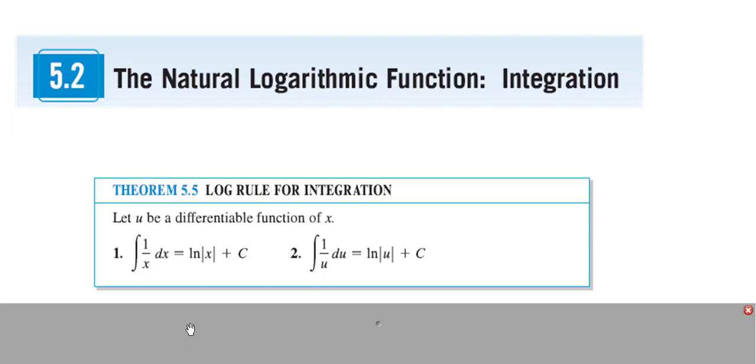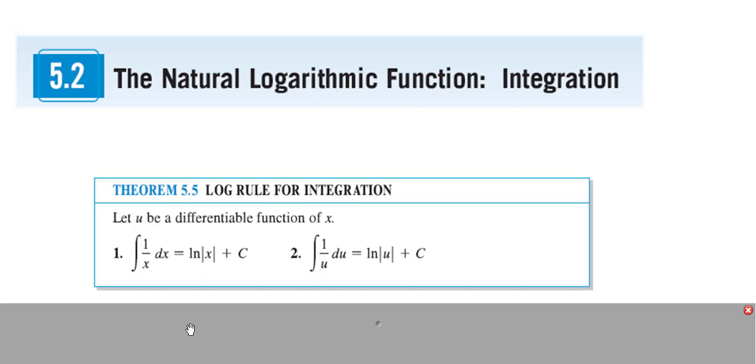5.2 natural log function integration. We do the inverse operation, which we did yesterday. We learned differentiation of log functions, 1 over x, correct? And then if it was a composite function, it would be 1 over the stuff times the derivative of the stuff. We also called it u prime over u, right?